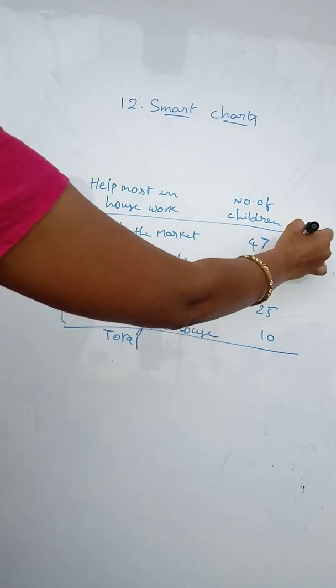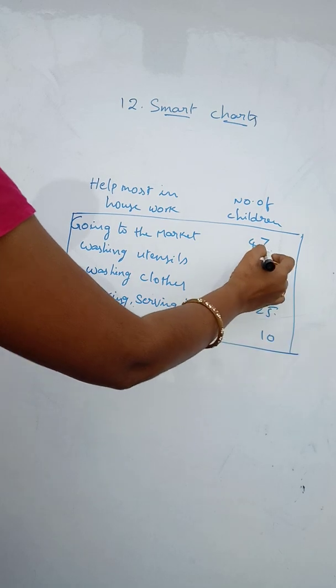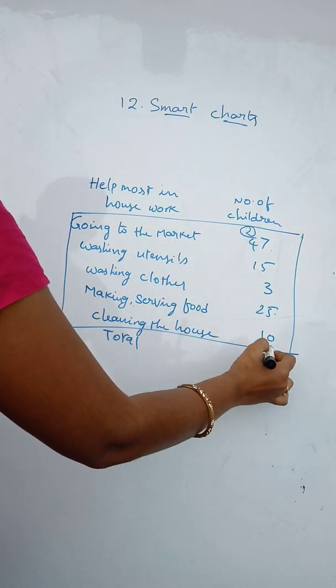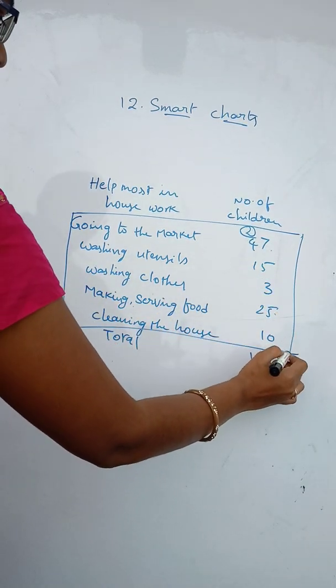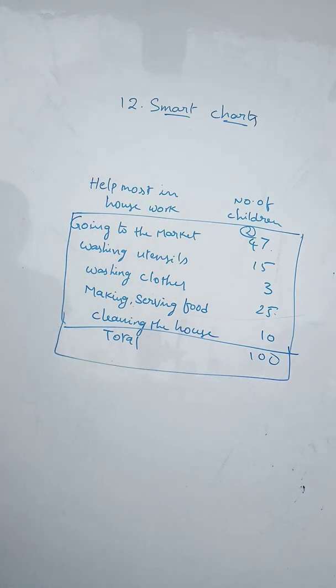Count. Total 100 students are helping parents in their different ways. Some members are going to market, some are washing utensils, some are washing clothes, some are making and serving food, some are cleaning the house.